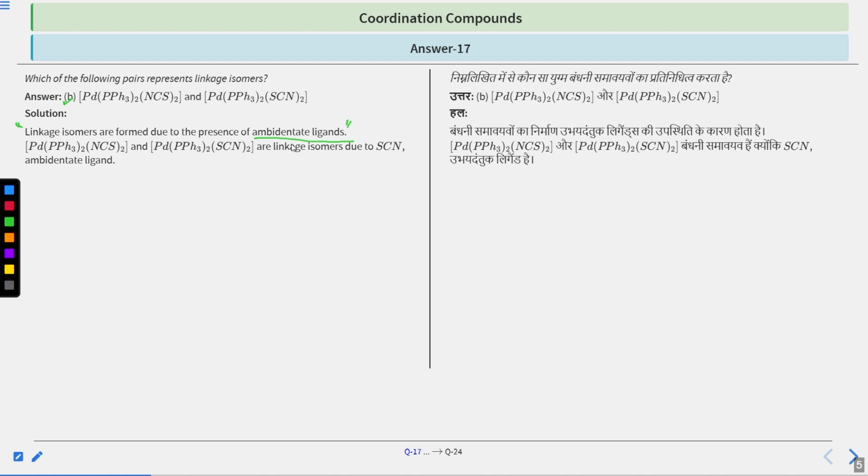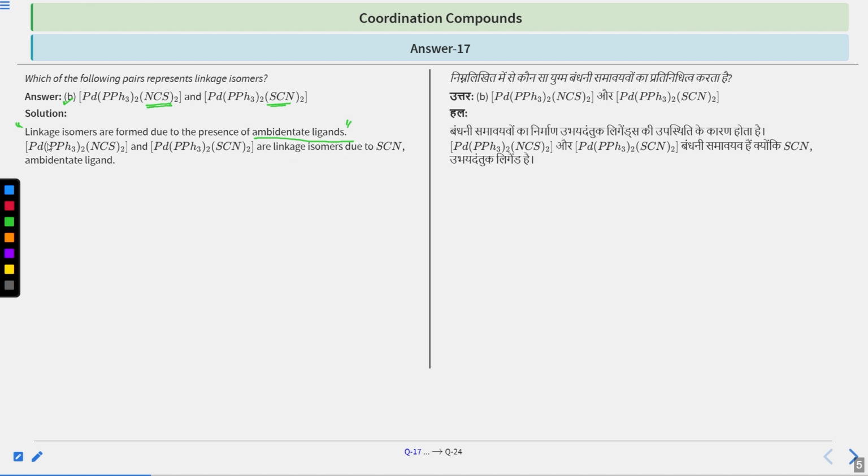Like for example, this NCS here and this SCN. They are both the same ligand, but in the first complex the bond is between palladium and nitrogen, and in the second complex the bond is between palladium and sulfur. But the ligand is the same. This type of ligand, which can attach directly to the central metal atom through two different atoms within itself, is known as an ambidentate ligand.